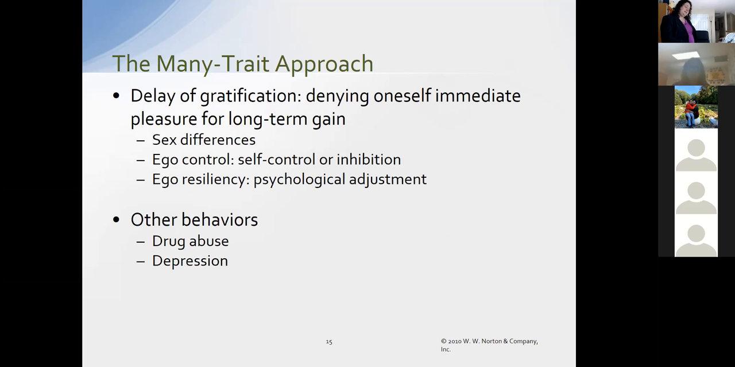So an example here is delay of gratification. So this is denying oneself immediate pleasure for long-term gain. There are generally sex differences when we do research on this. We tend to see males delay less than females. That may be less of a sex difference based on biological factors and more of a gender difference that is based on social cultural ideas, because of the ideas that women should be, you know, sort of meek and patient and things along those lines.